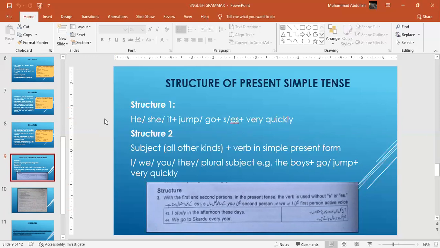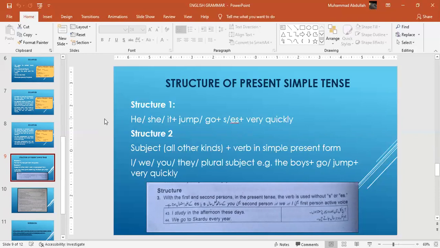So what would be the pattern or the formula? First, he, she, it, or any singular subject plus first form of verb like jump or go, right? Then plus first form of verb can have s or es. Like in jump, we will use s, jumps. He jumps, she jumps, it jumps. And with go, we will use es. He goes, she goes, it goes. And then we can use either object or any adverb like very quickly, adverb of manner.